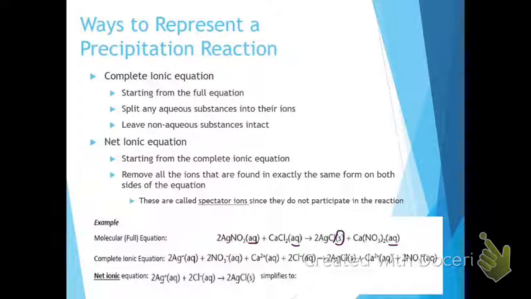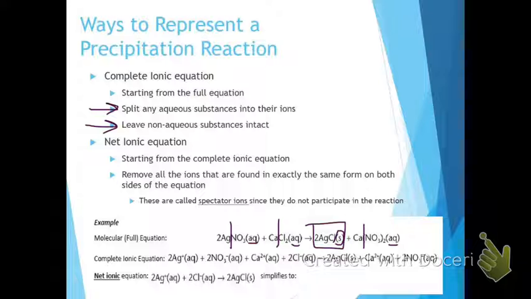So in the complete ionic equation, we are going to split up any aqueous substances and leave non-aqueous substances intact. So we're splitting up our silver nitrate into its ions, our calcium chloride, and our calcium nitrate. Our silver chloride, our non-aqueous substance, is going to stay intact. So we separate those out.